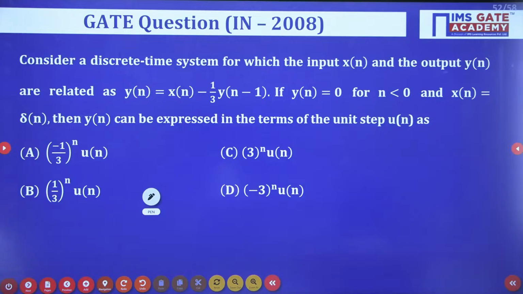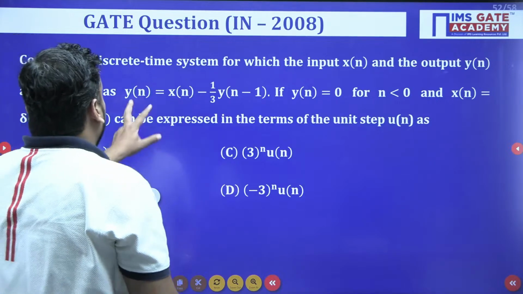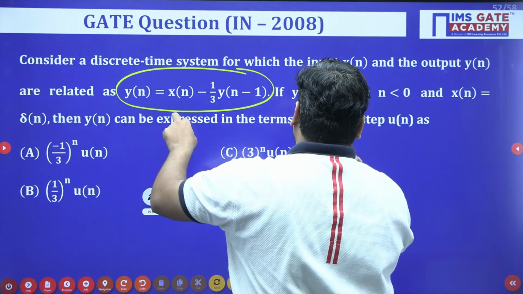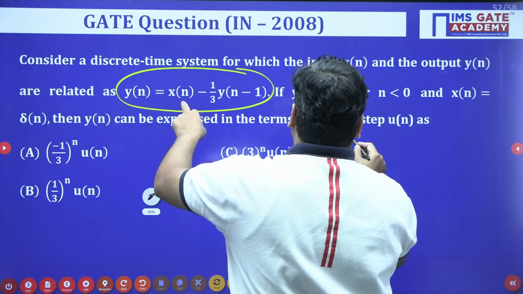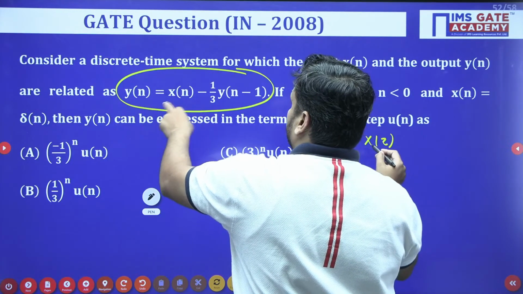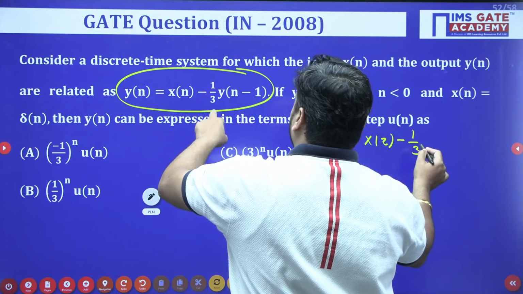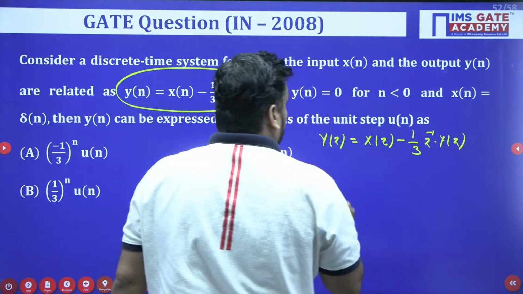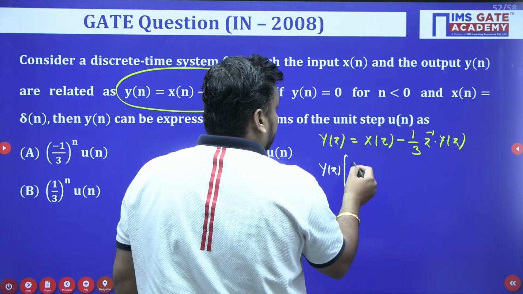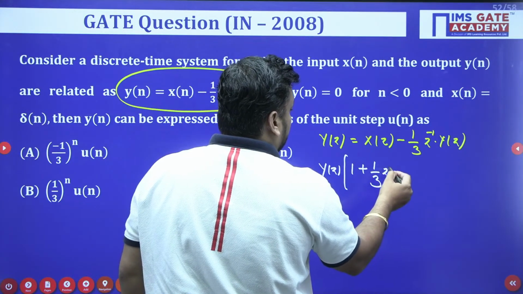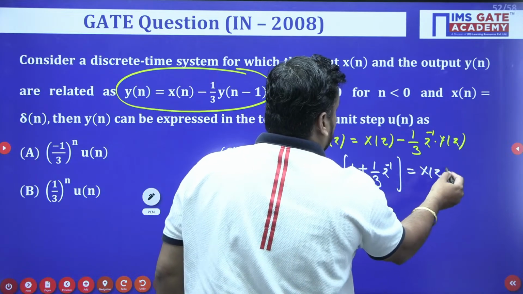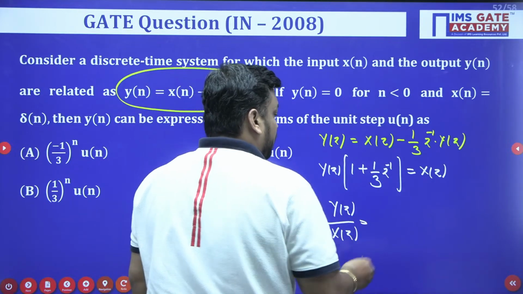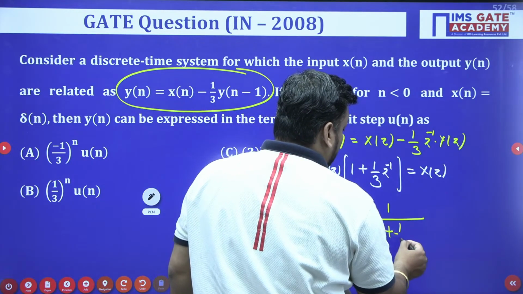Okay, let me take the equation here first of all. You have to take the Z transform on both sides. So you will get Y(z) equal to X(z) minus 1 by 3 z inverse Y(z), from y[n minus 1]. When you take Y(z) common, what do you get inside the bracket? 1 plus 1 by 3 z inverse, equal to X(z). So what will be Y(z) upon X(z), guys? It is nothing but 1 upon 1 plus 1 by 3 z inverse.